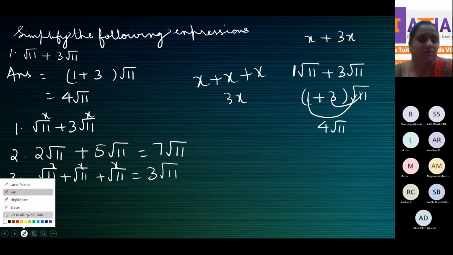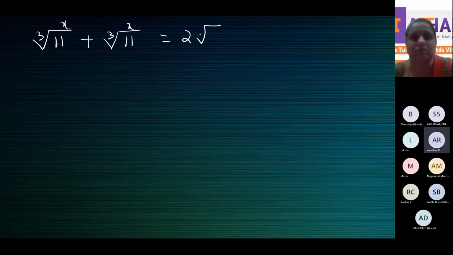Okay. Now what is cube root of 11 plus cube root of 11? This is also like x only. So it is 2 into cube root of 11. Exactly. 2 cube root of 11. Is that understood?